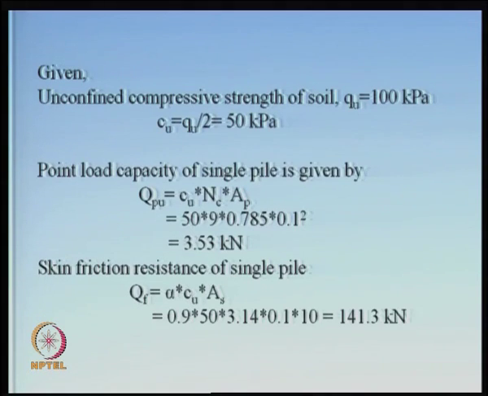What we do is that we try to calculate its capacity. The first thing is the single pile skin resistance. So, the shear strength is 100. You want the unconfined compressive strength, so Cu will be half of the shear strength, so 50 kPa. The point load capacity of the single pile is nothing but Cu into Nc into Ap.